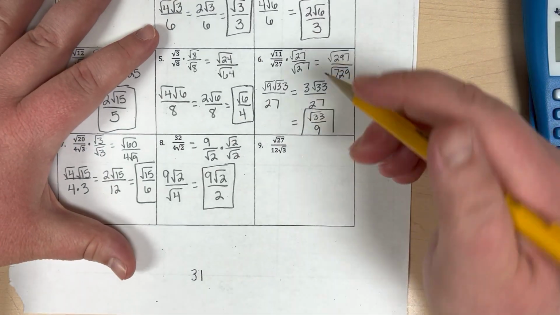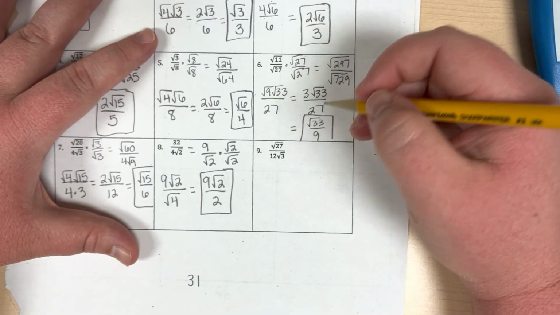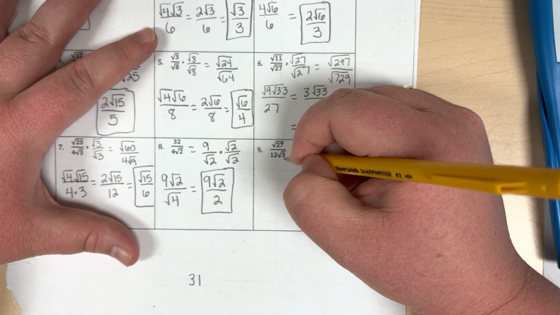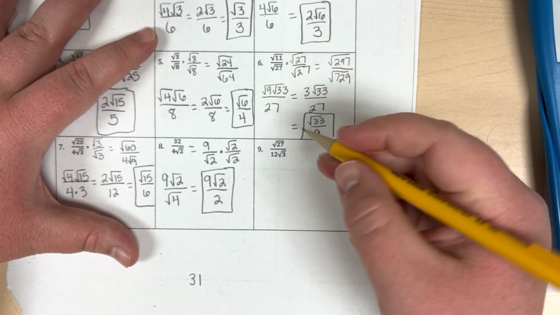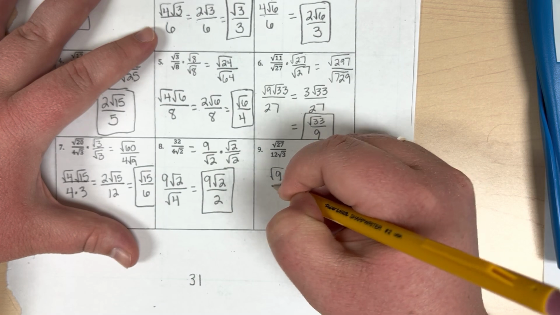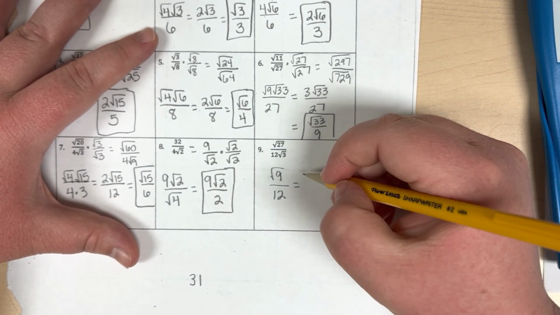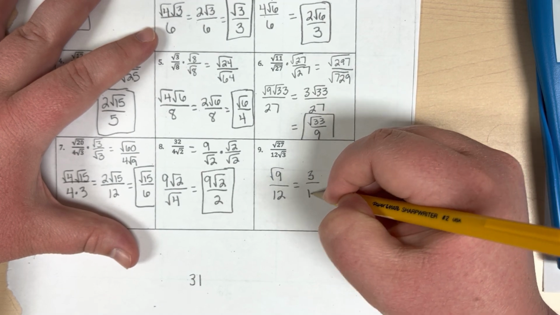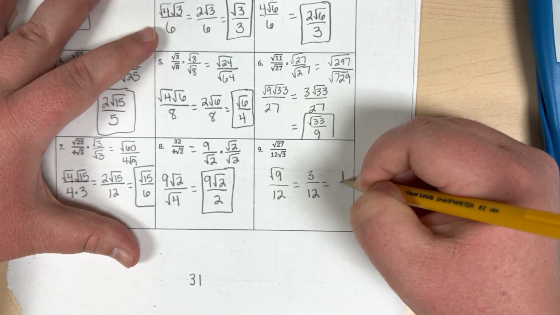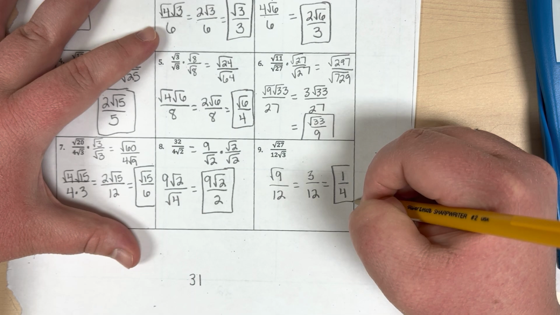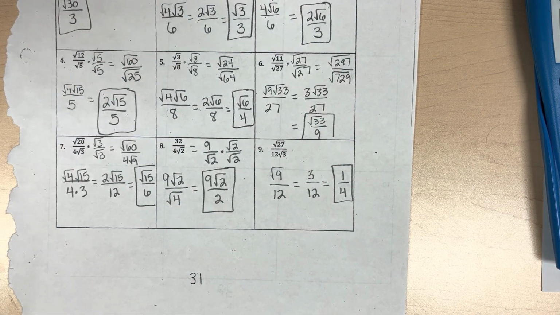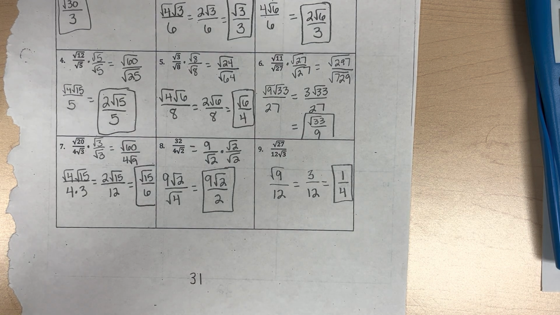Last one. Radical 27 over radical 3 can actually be divided because they're both in the radical, and 27 divided by 3 is 9. So I have radical 9 on top and 12 on the bottom. The square root of 9 is 3, so I have 3 over 12, which simplifies to 1/4. So that one was probably the easiest one, just because it simplifies first. And that's it. That is how you simplify radicals and denominators using rationalizing the denominator.